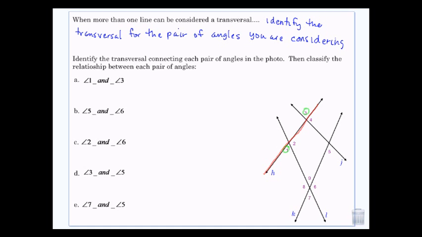Once I've discovered which is the transversal, then I can look at their relationship around the transversal. They're on opposite sides of the transversal, and they're on the exterior of these two lines that are being intersected, so they're alternate exterior. Then I look for my next pair, in this case 5 and 6. Here's 5 and 6. 2 lines, 1 line. So K is my transversal. And they're consecutive because they're on the same side on the inside.